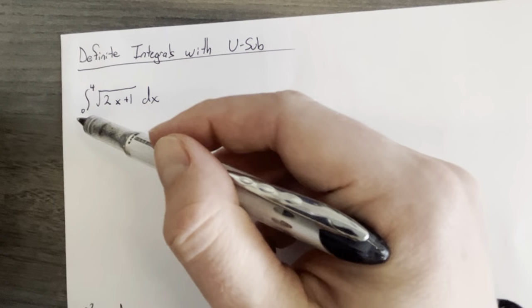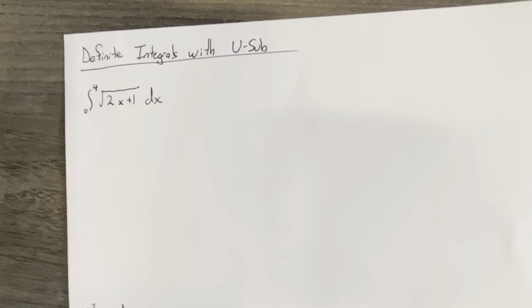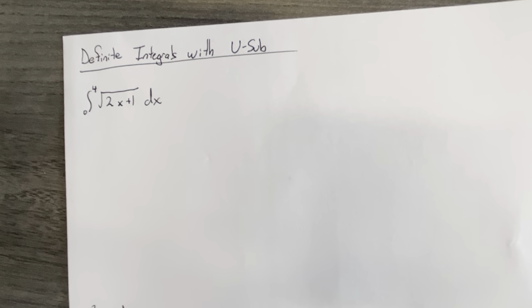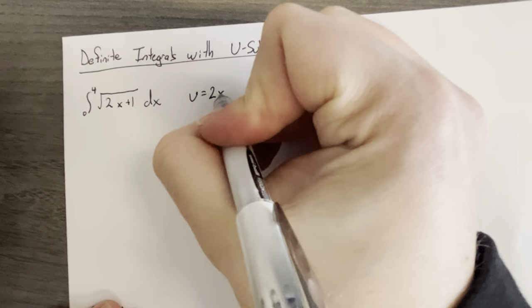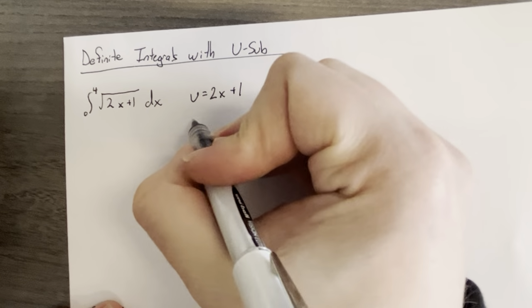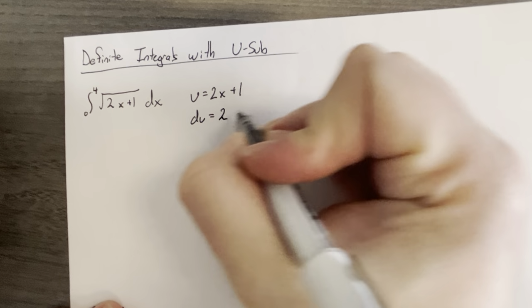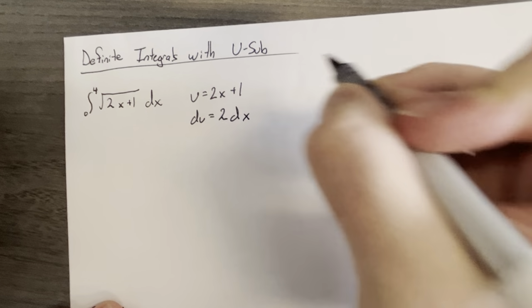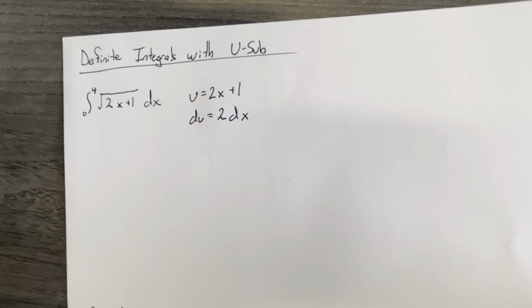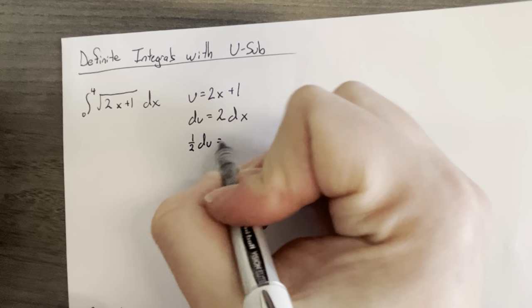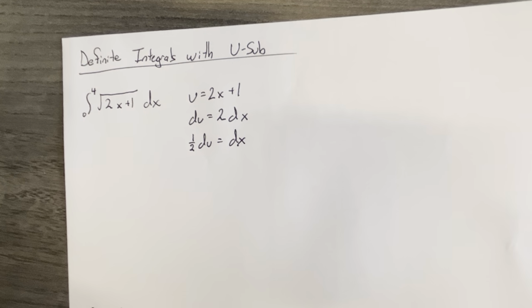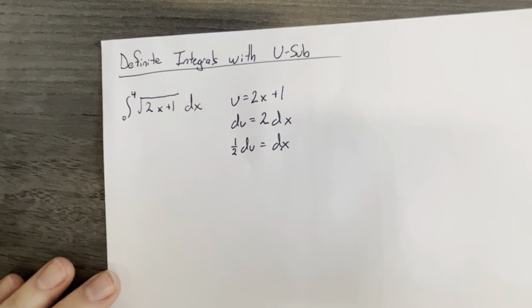So notice here, we do have bounds, and we're gonna see how that's gonna change our life here. So our u should be 2x plus 1, du equals 2 dx. And so if we are going to make any trade ever, dx is 1/2 du. Let's start seeing what's going on though.